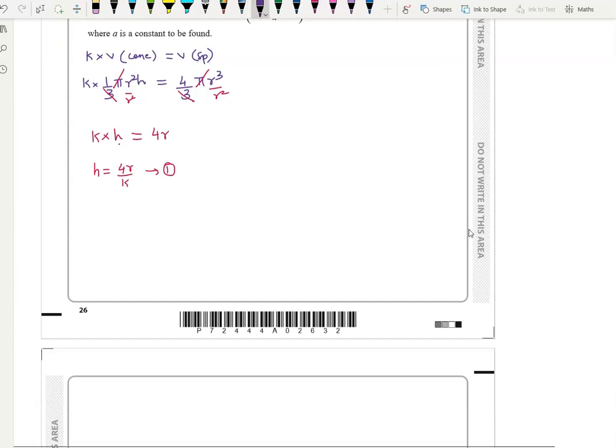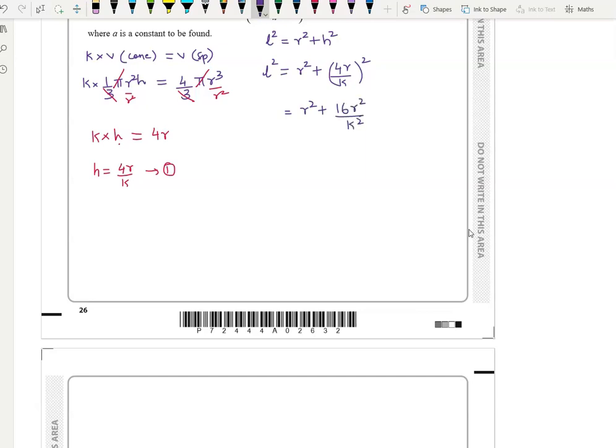Now we know that the slant height, radius and height of a cone are related by using Pythagoras theorem. So L square equals r square plus h square. So L square keep it same. Value of r square will be same. H is 4r over k, substitute the value, whole square. So let's simplify. R square, squaring everything, so 4 square will be 16 r square upon k square.